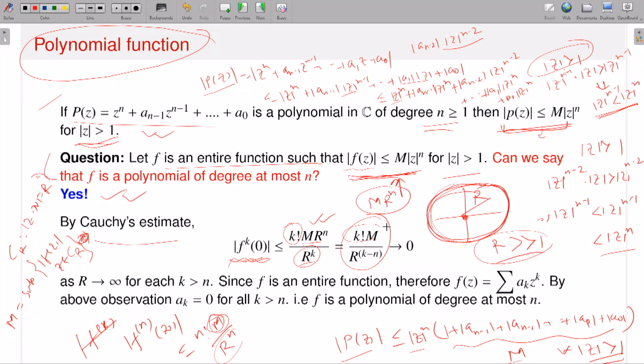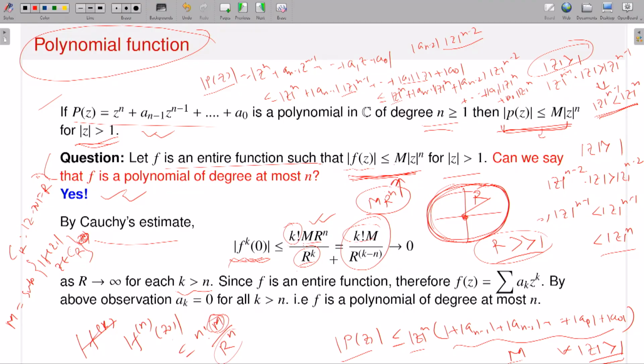Now look, the numerator is constant, k is fixed, M is fixed. Now look at the denominator, it is r to the power k minus n. If k is strictly greater than n, and I take r approaching infinity, because capital R is in my hand, I can take it as large as I want. Since k minus n is positive, this goes to 0. That means I can say that f^(k)(0) is 0 for all k greater than n, right? That is the conclusion.